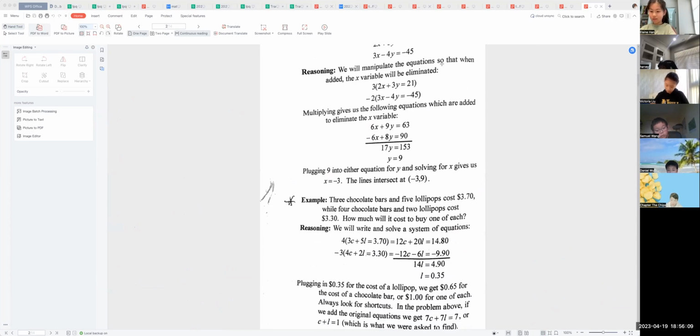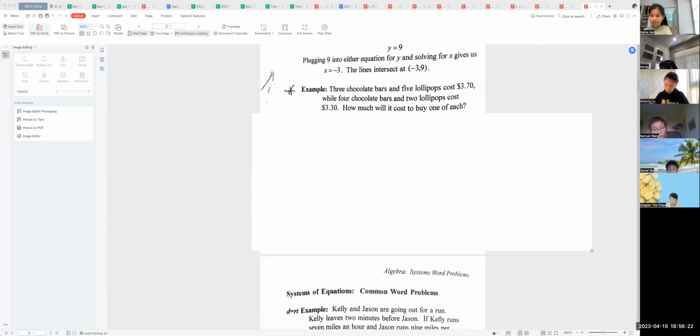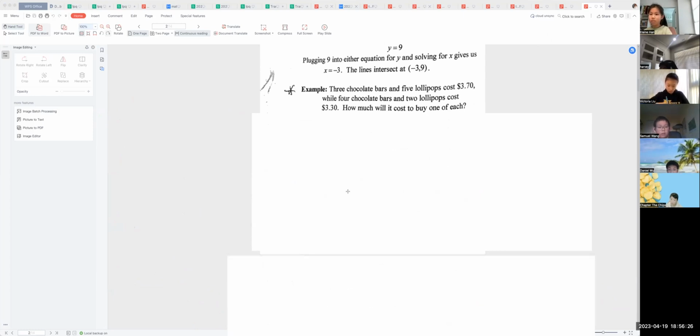Okay, so this is the part that you hate the most, the word problem. So everybody, don't look at the answer, okay? Let's take a look at number 1. 3 chocolate bars and 5 lollipops cost $3.70, while 4 chocolate bars and 2 lollipops cost $3.30. How much would it cost to buy one of each?